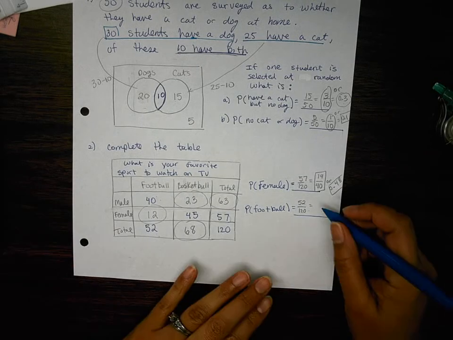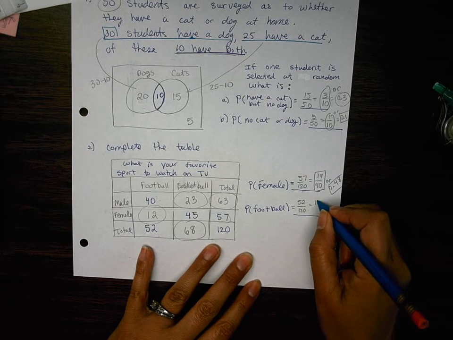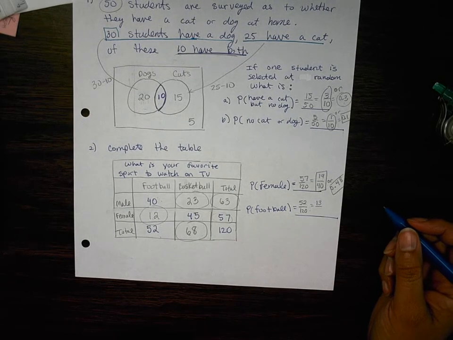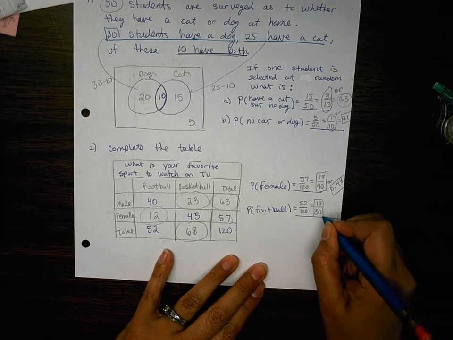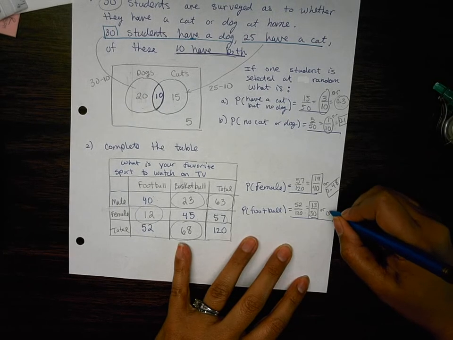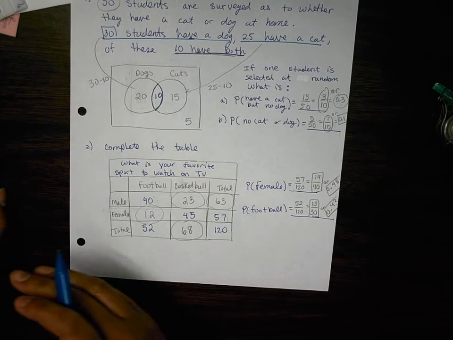52 divide 120 if you're doing it as a decimal. Those of you that reduced it, 13 over what? Over 30? Or decimal people, 0.43?